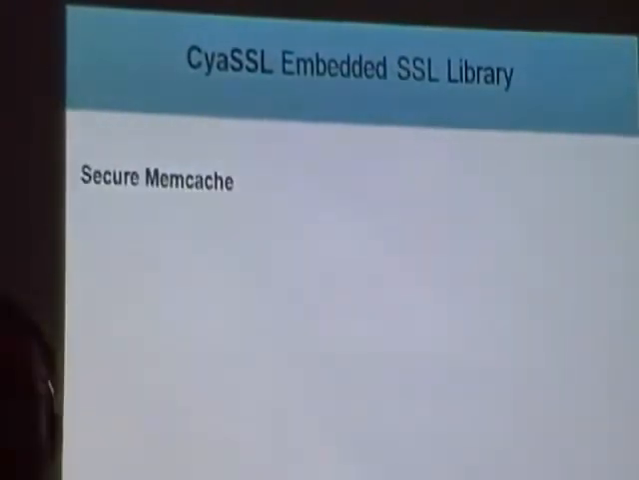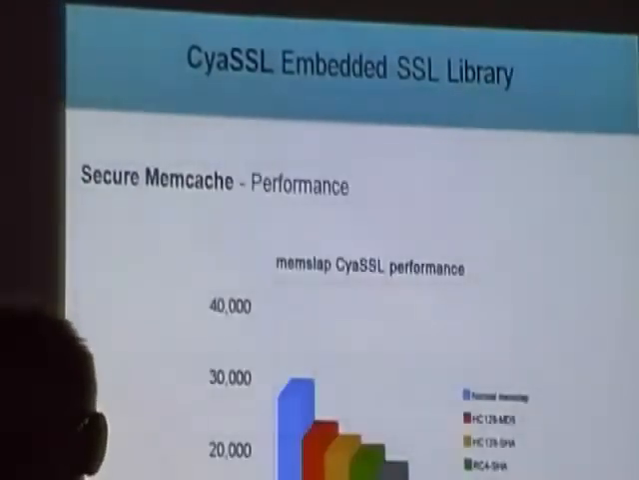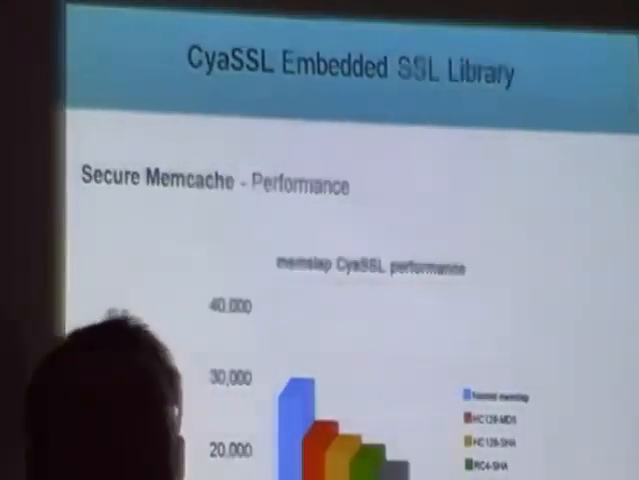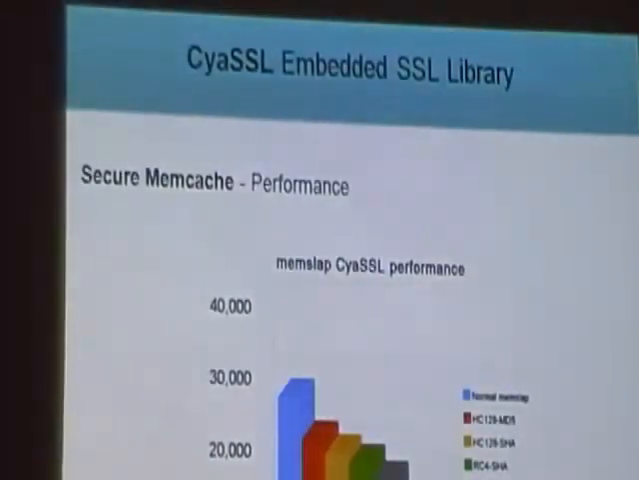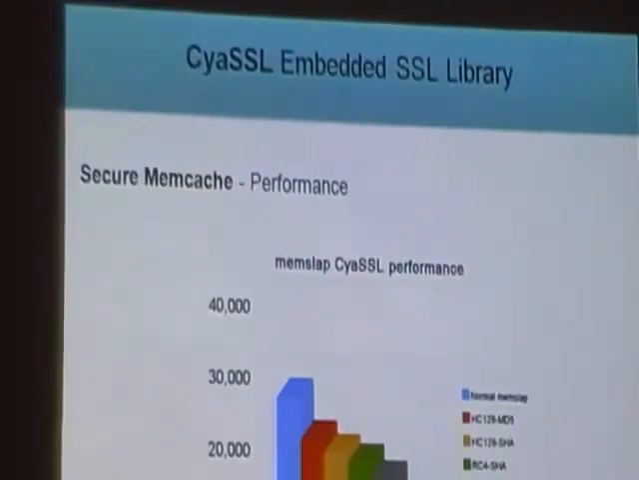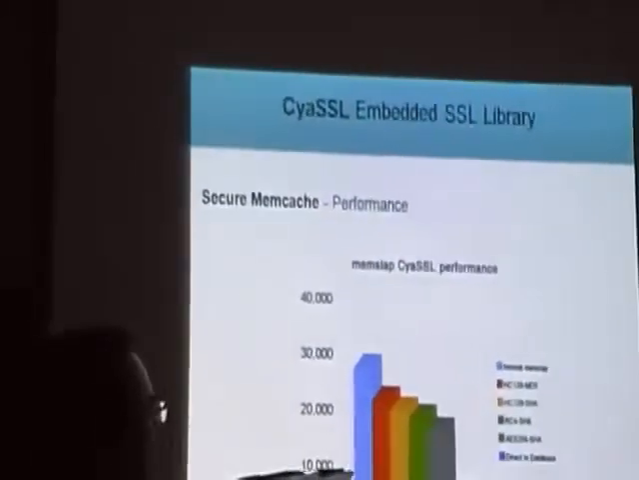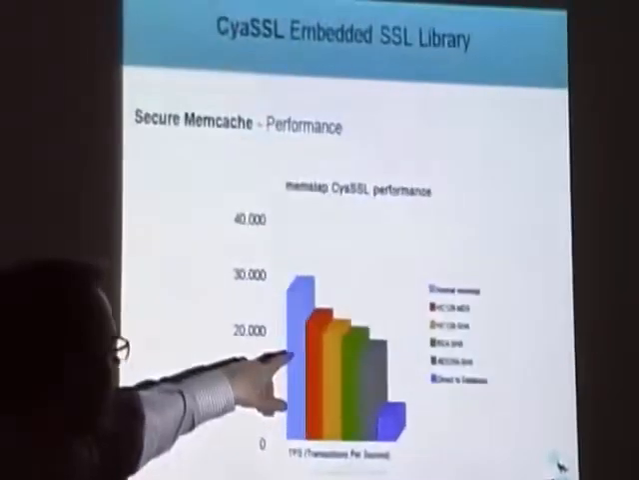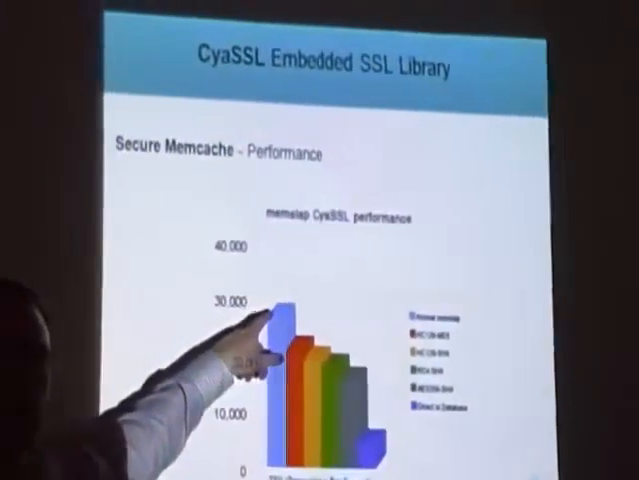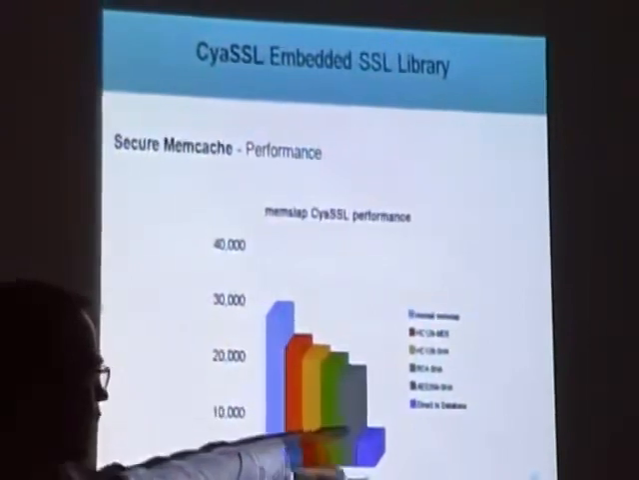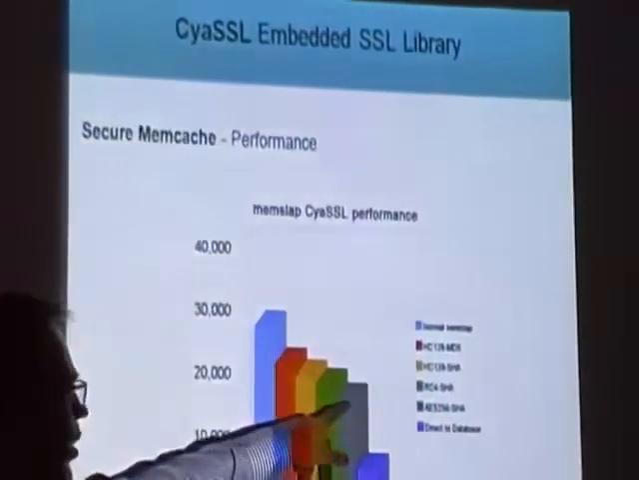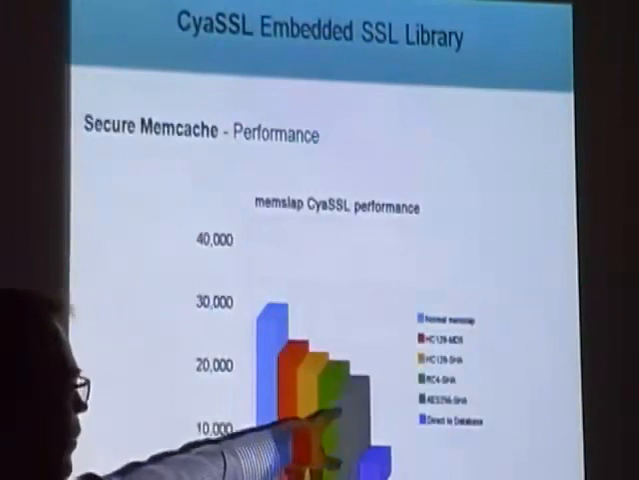There's a project called Memcache, which is very popular for caching distributed data, a distributed memory manager. That's really popular with a lot of the high traffic websites like Facebook and Google and those guys. We decided to secure it and then see what the cost of securing Memcache would be. This is running Memcache against a regular Memcache, unsecured. This is running it with AES SHA.